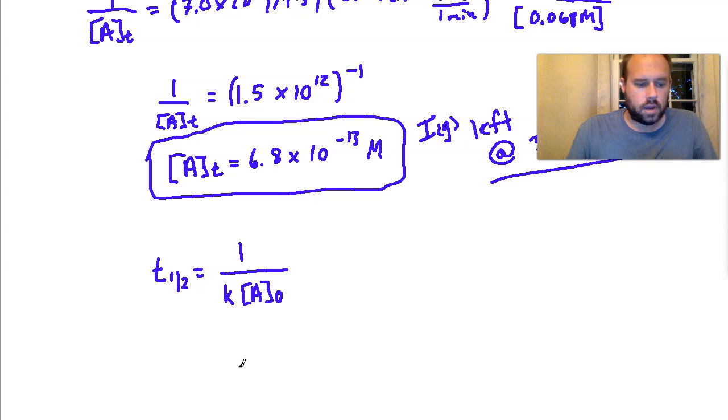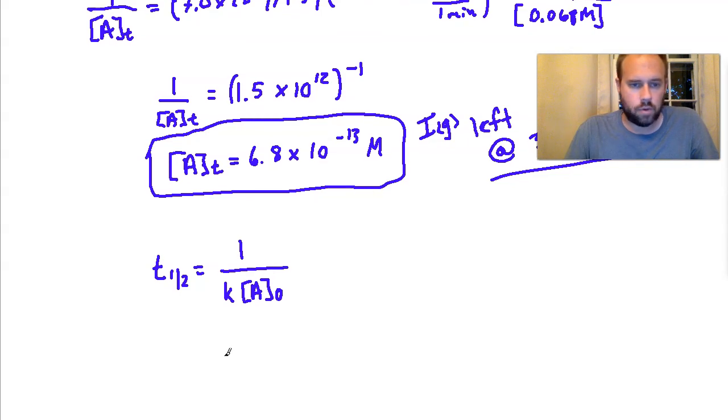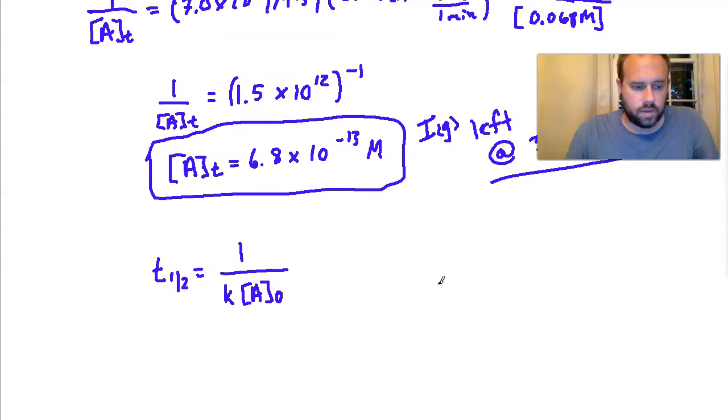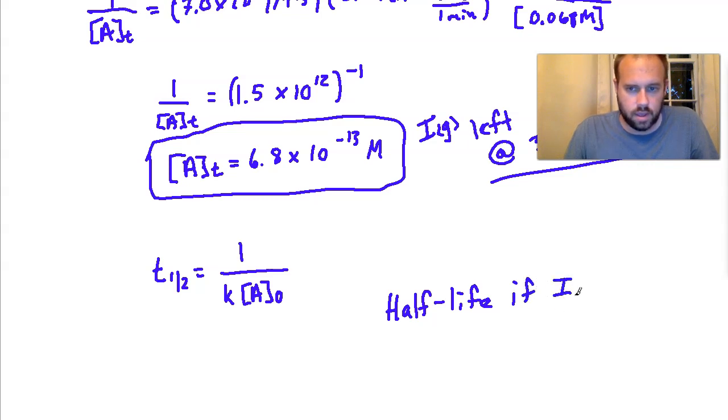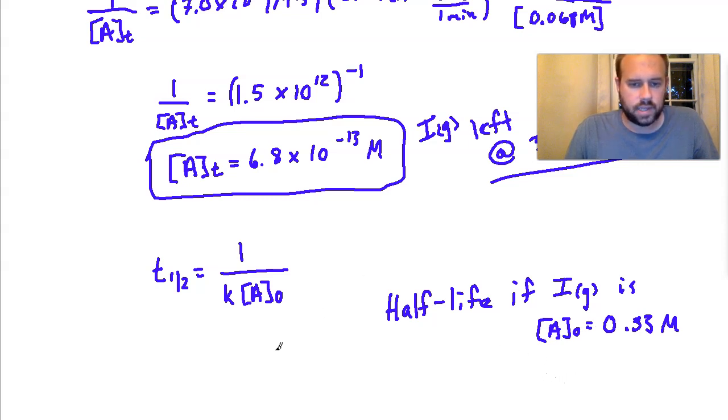All right, and then if we want to take a look at a problem like that, because we didn't do a half-life problem earlier, we could say, what is going to be the half-life? So let's find the half-life if, using the example above, the reactant is 0.53 molarity at the start. So that means that A naught is equal to that. So in a case like that, it's pretty easy.